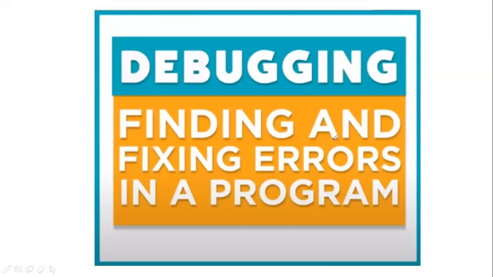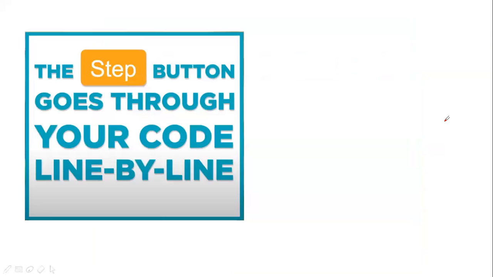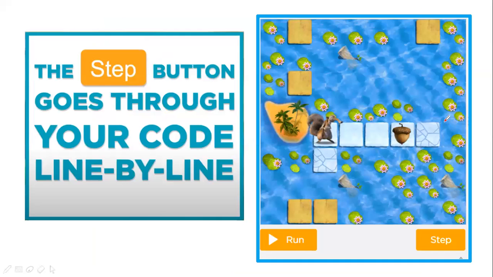Remember here we said debugging is finding and fixing errors in a program. And we do it with the step button, because the step button goes through your code line by line. The step button we can find here at the bottom of every puzzle. Well, not most of them, not everyone, but the step button then allows you to click on it, and it will only do one move at a time so that you can see where something went wrong.